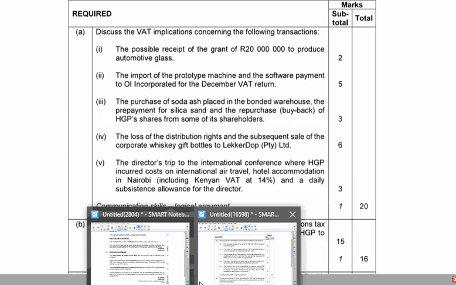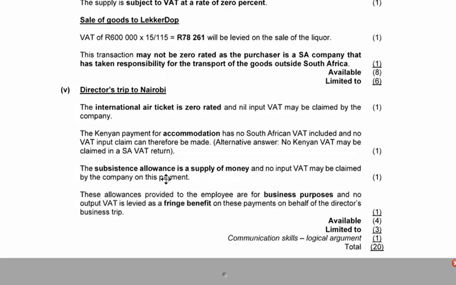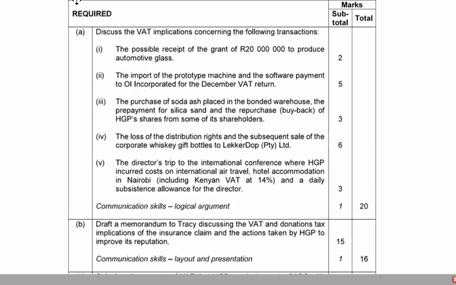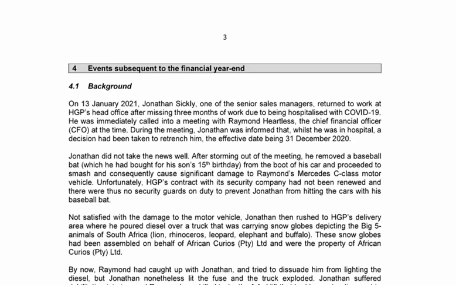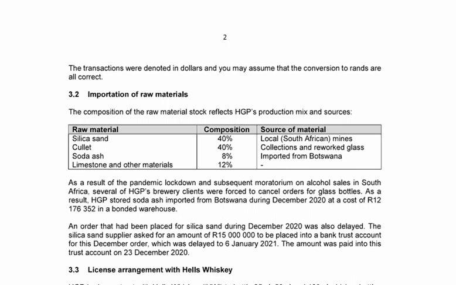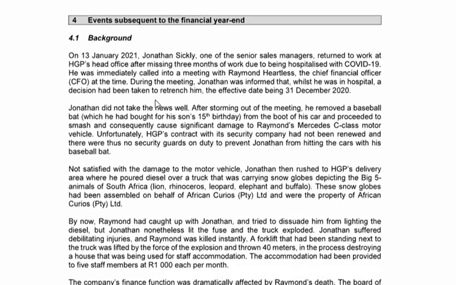So I want you to think about how you would approach doing this question as far as answering it is concerned. So let's go back here. We've got it. And we're going to need to look at how all of the insurance claims came into being itself. So here's events subsequent to the financial year end. And let's do a read through. So what we're going to do here is when we read through this, we need to see how much we need to write down for each of the sections itself.